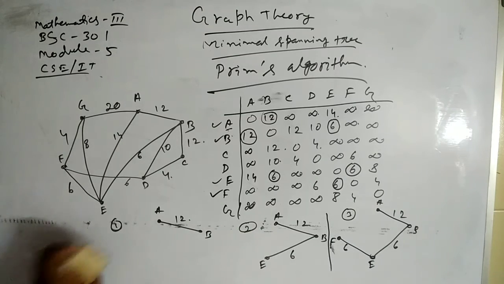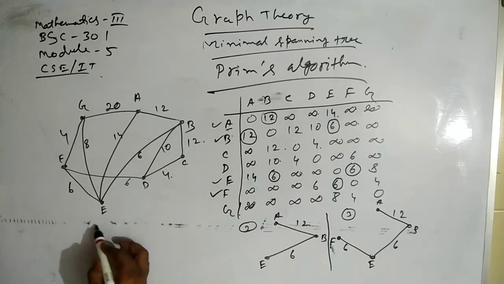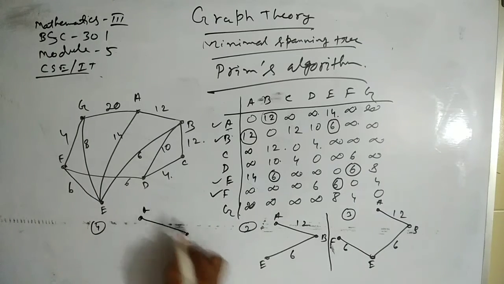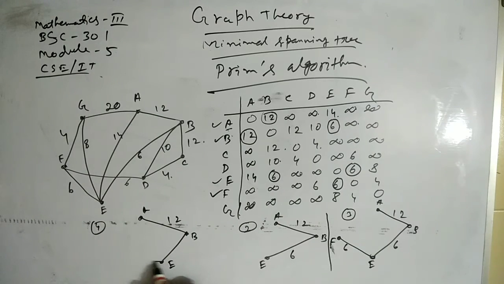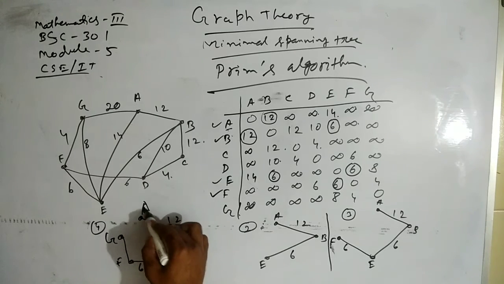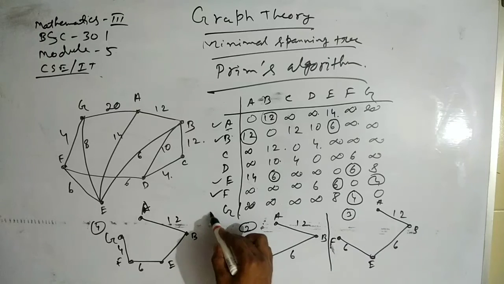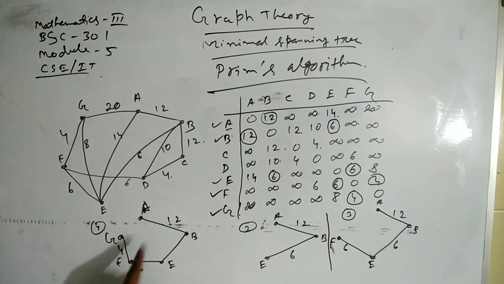Okay, I am removing this step number 1. Number 4. First draw the previous graph: AB, BE, EF and the new edge is FG. This is A. FG, the weight of FG is 4. So FG is drawn, that is GF is also drawn. So we got the new vertex G.